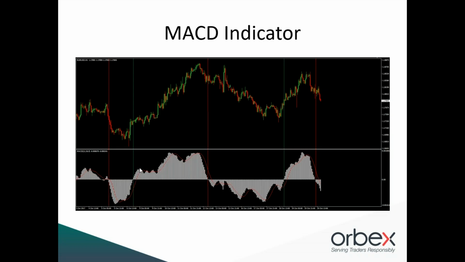What we then want to do is wait for it to drop below the signal line and then cross back above it. And these can be used as buy entries. So when the histogram is above the center line, we know that the market is bullish. We're then looking for the MACD histogram to drop back below the signal line and then cross back above it to give us a buy entry.